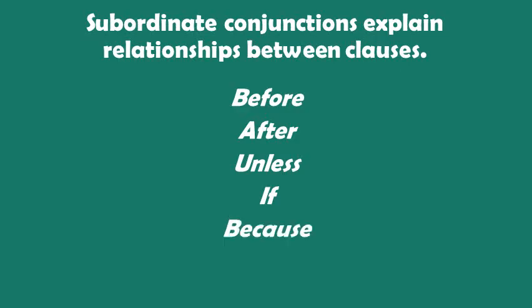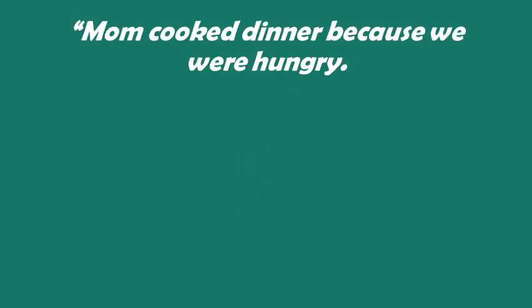Or it could include words like because that explain why. And these are just some examples. There are a lot of different subordinate conjunctions. Now let's look at some examples of complex sentences that have all of these different parts. Mom cooked dinner because we were hungry.